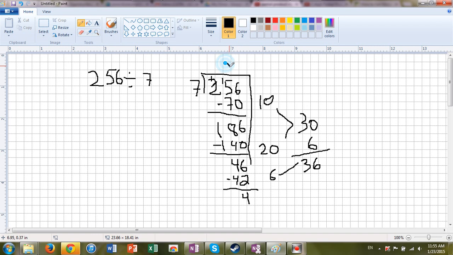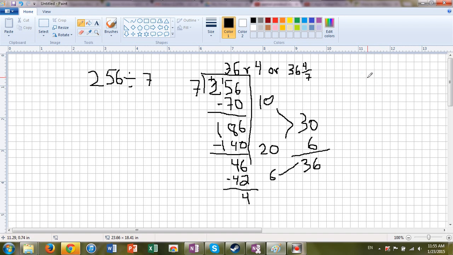So my answer is 36, remainder 4. Or we can also say 36 and a fraction, because we're learning fractions. We have a fraction of one group of 7, and that fraction is 4/7. We always put the remainder over our divisor. So either one is correct. We have 36 groups of 7 with 4 left over, or 36 and 4/7.